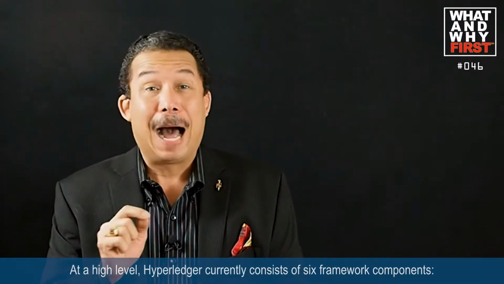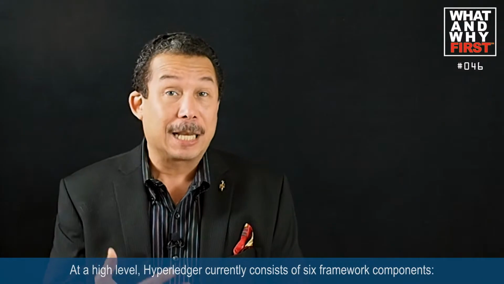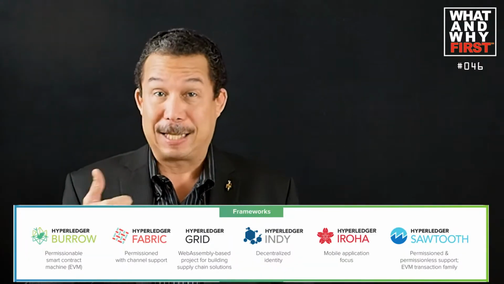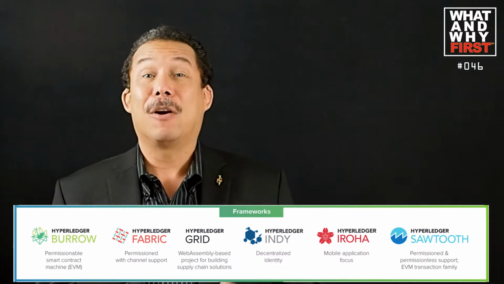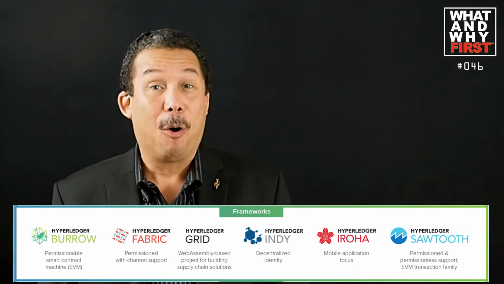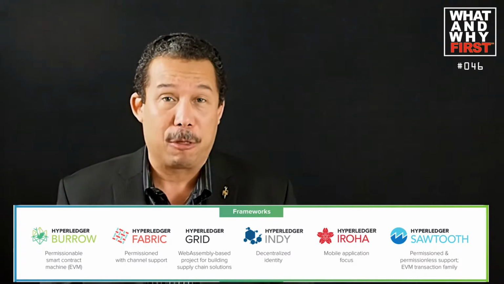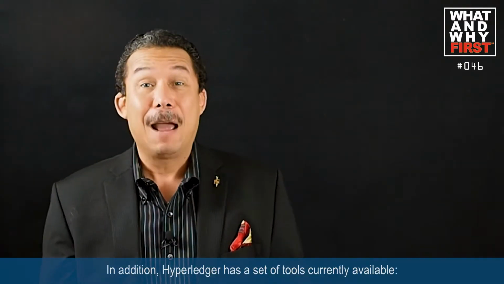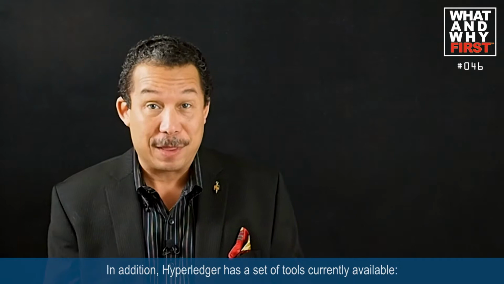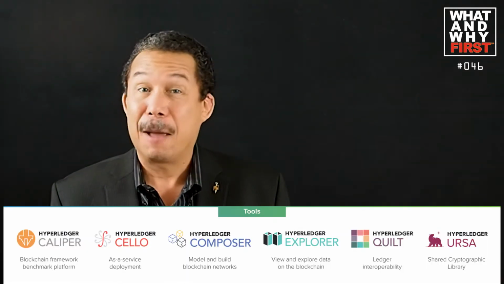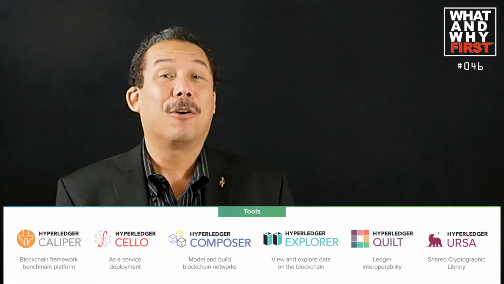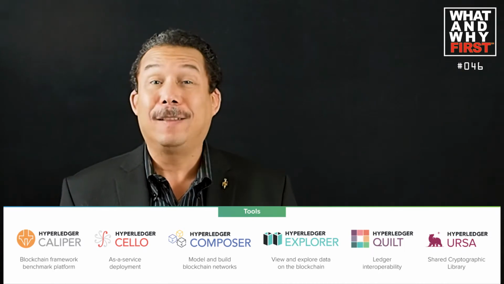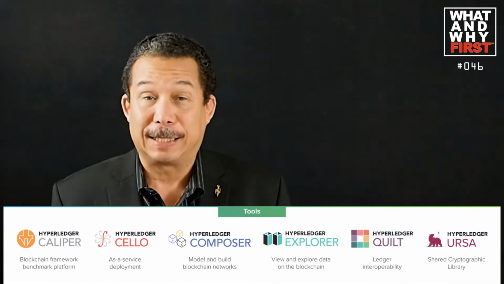At a high level, Hyperledger currently consists of 6 framework components. That is Hyperledger Burrow, Hyperledger Fabric, Hyperledger Grid, Hyperledger Indy, Hyperledger Iroha, and Hyperledger Sawtooth. In addition, Hyperledger has a set of tools currently available. That includes Hyperledger Caliper, Hyperledger Cello, one of my favorites, Hyperledger Composer, Hyperledger Explorer, Hyperledger Quilt, and Hyperledger URSA.